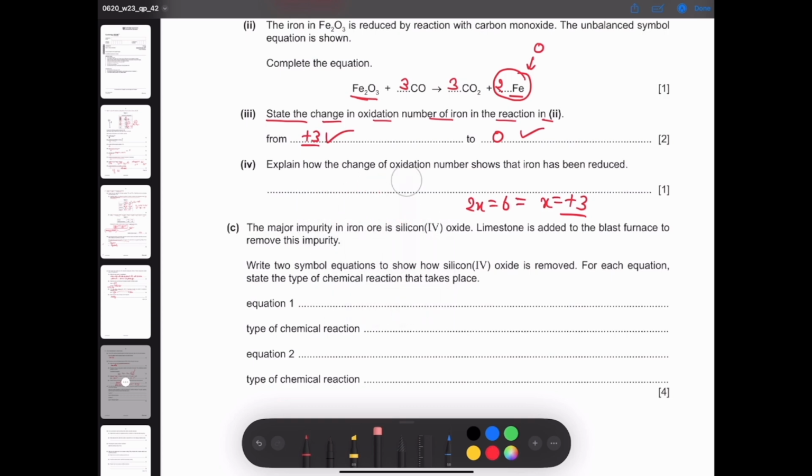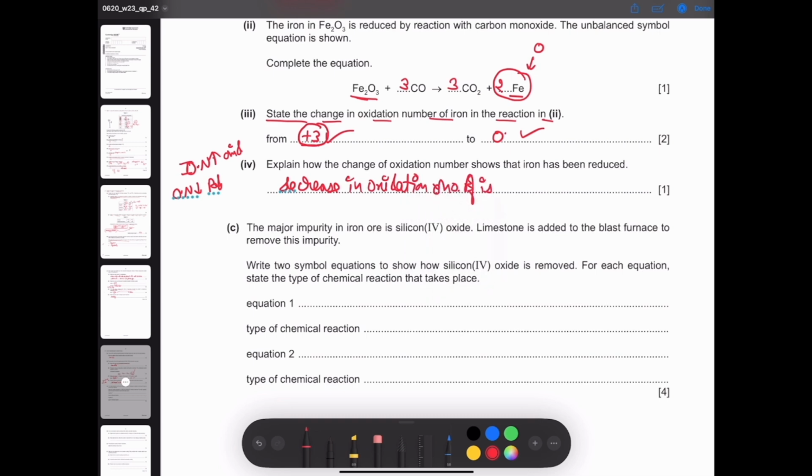Alright, now explain how the change of oxidation number shows that iron has been reduced. See, when oxidation number increases, that is oxidation. When oxidation number decreases, that is reduction. Now you can see oxidation number is going from plus 3 to 0. So that is reduction. So what you need to mention is that there is a decrease in oxidation number. Decrease in oxidation number is reduction.